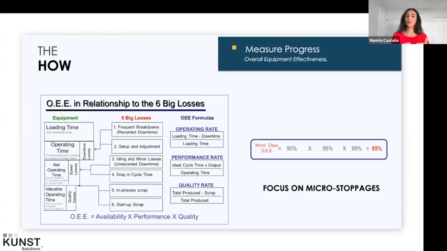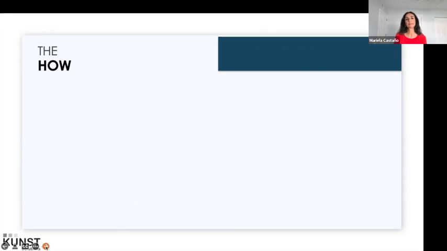So if you use OEE to see the big losses and then you drive down to where the micro stoppages are and you start addressing the micro stoppages, your uptime is going to increase, guaranteed, and then you can focus on what is relevant, the big investments in capital to make a significant change. Next one, please.